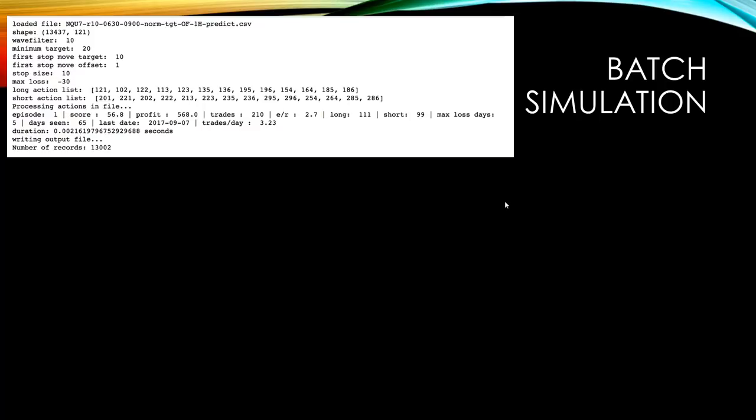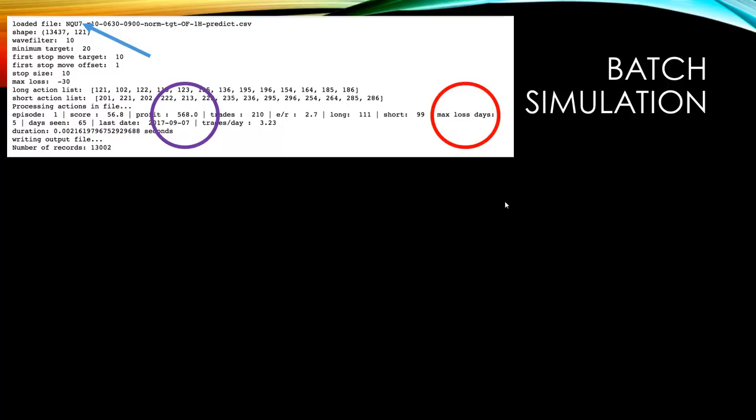This is a view of that batch simulation that we were talking about. And what we need to know here is, is this worth doing or not? Have you spent all this time to no avail, or should you proceed? Let's look up here. This is looking at the model that I created and the U contract for 2017, which is a period of time from June to September. That's a profit number in ticks in simulation: 568 across that 3-month period.